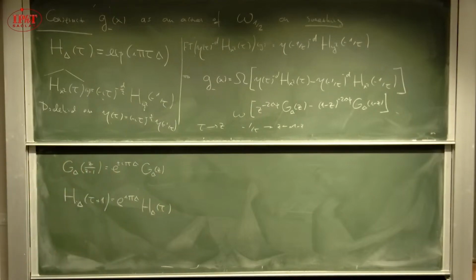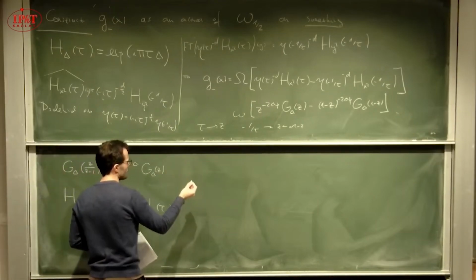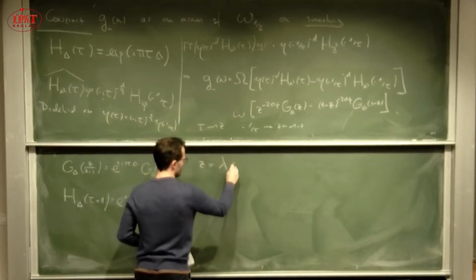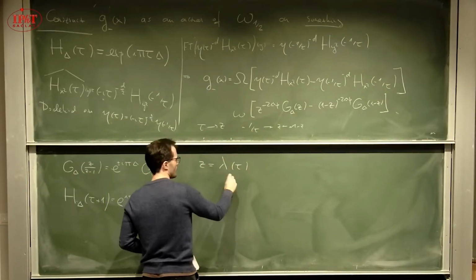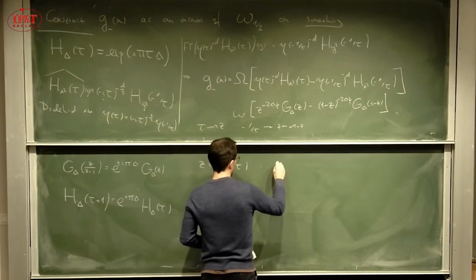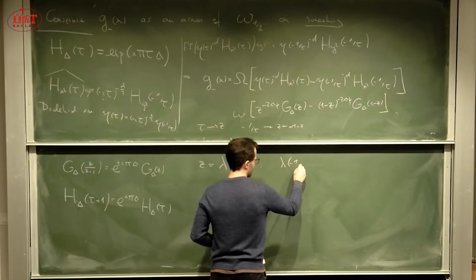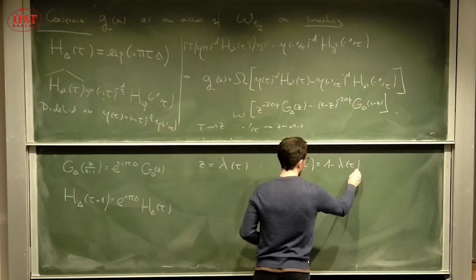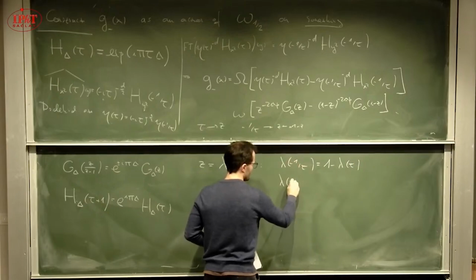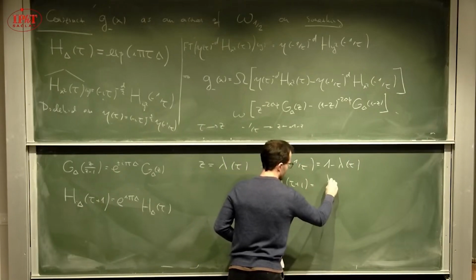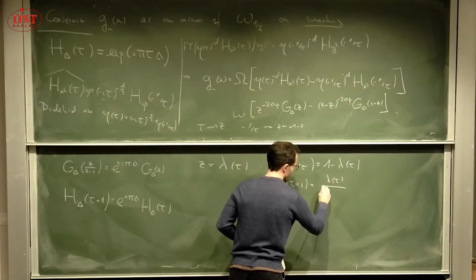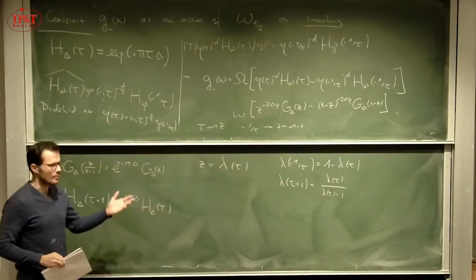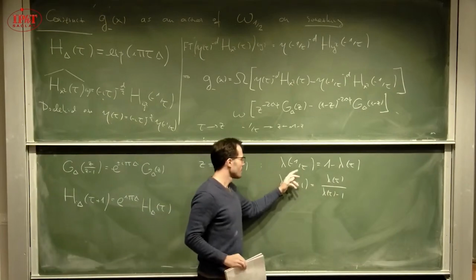Very simple. So now if we combine those, we need to write z as a function of tau. So we are looking for a transformation lambda, such that lambda of minus 1 over tau is 1 minus lambda of tau, and lambda of tau plus 1 is lambda of tau over lambda of tau minus 1. So this guarantees that the two problems are mapped to each other perfectly.